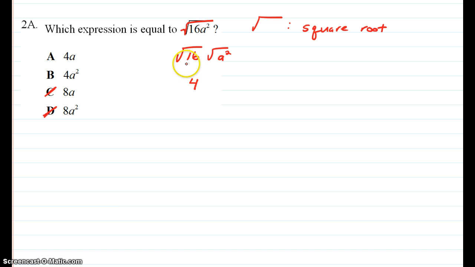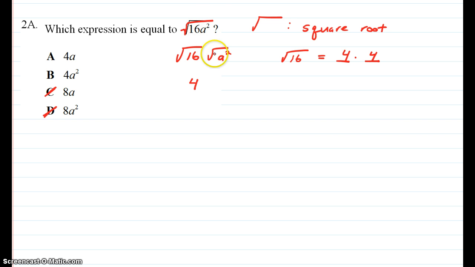So now the question is, why is the square root of 16 4? The square root of 16 means what number times itself equals the inside. So what number times itself equals 16? Well, that's 4 times 4. So the square root of 16 is equal to 4.